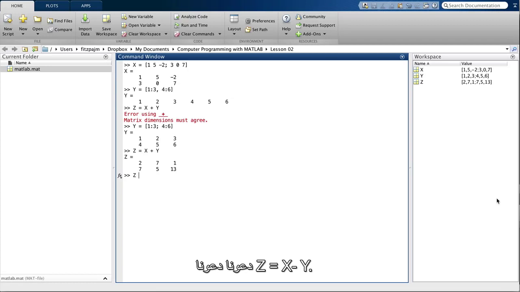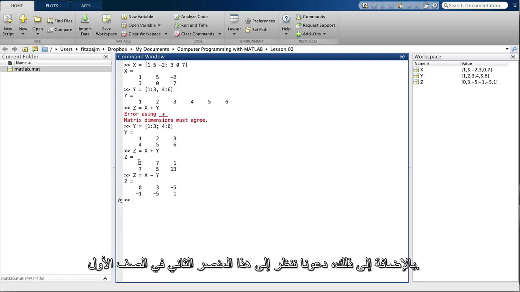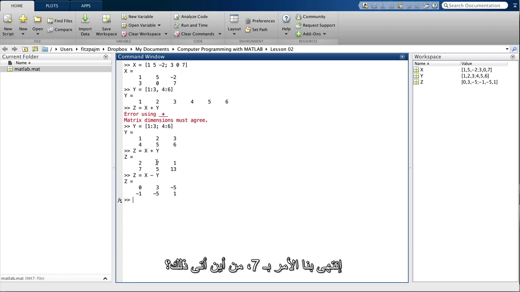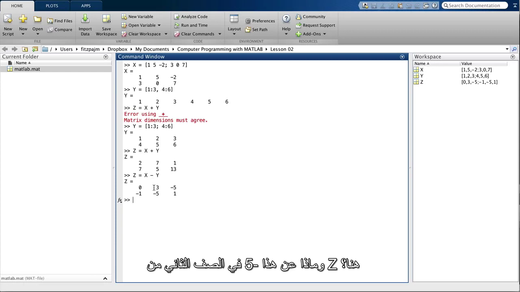Subtraction works great too. Let's try that. Let's let z equal x minus y. And there's no problem there either. Let's look at some of these numbers and see if they came out right. With addition, let's look at this second element on the first row. We ended up with a 7. Where'd that come from? Well, there was a 5 at that position in x and a 2 in y. 5 plus 2 is 7. And what about this minus 5 on the second row of z when we did subtraction? Well, we had a 0 there for x, and we had a 5 for y. 0 minus 5 gives us minus 5.